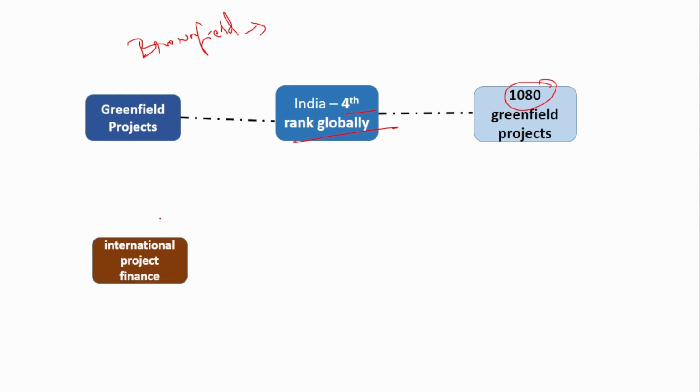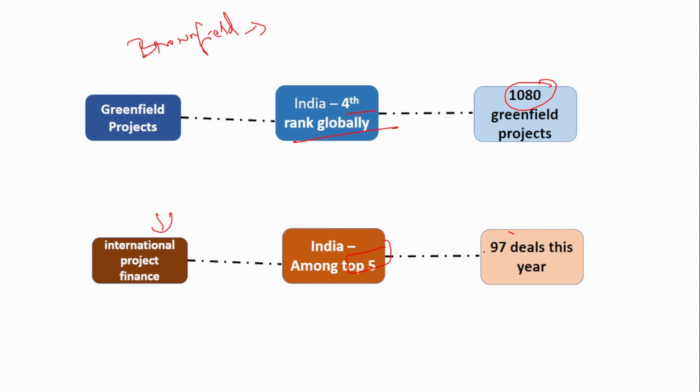Similarly, international project finance. Many people outside India have invested in our projects. In that, we rank among the top 5. So India is among the top 5 with respect to international project finance, with 97 deals this year. That is, we have signed 97 deals this year. Remember, in greenfield projects and international project finance, in both cases, we are among the top 5.